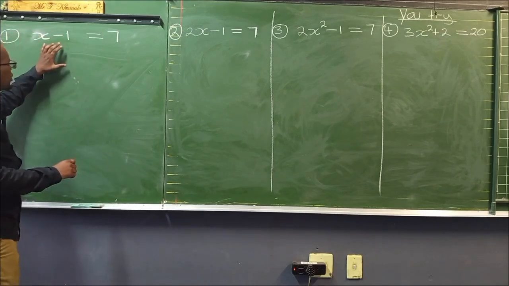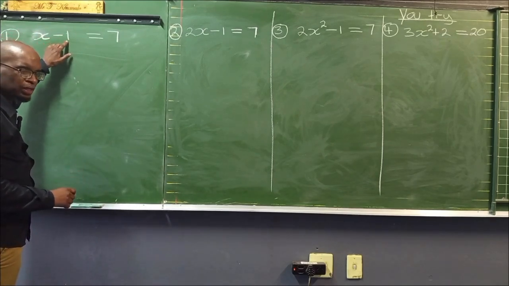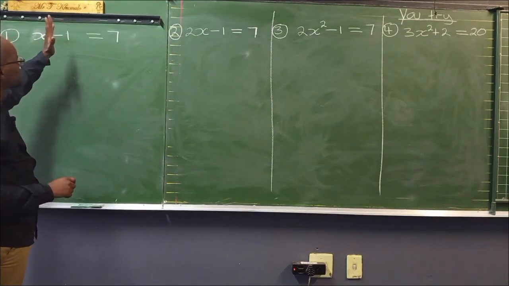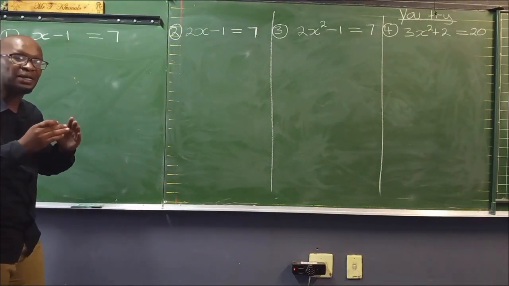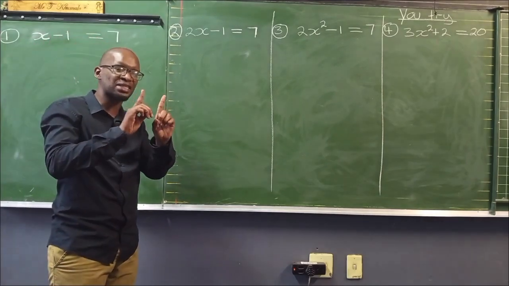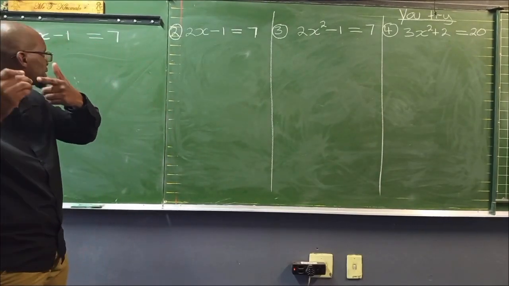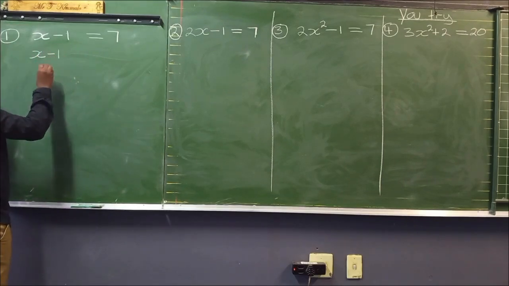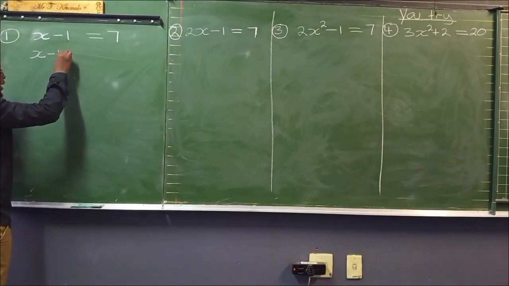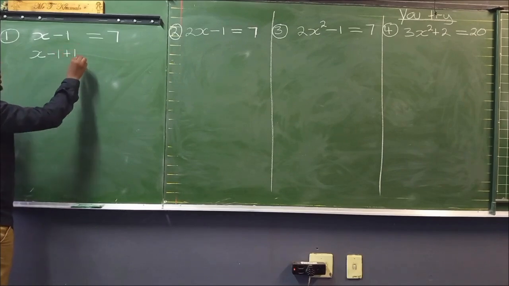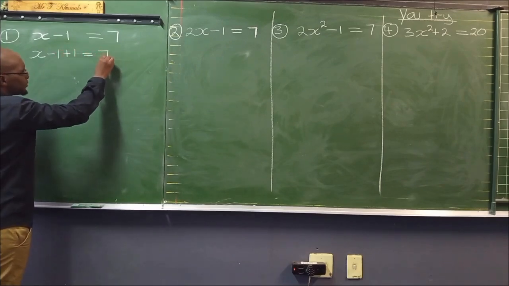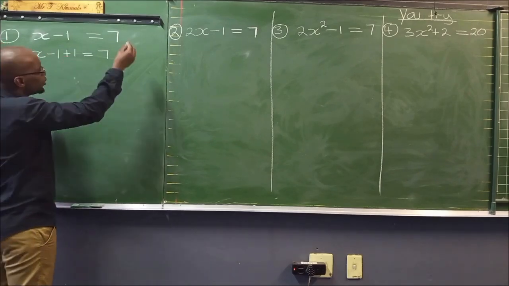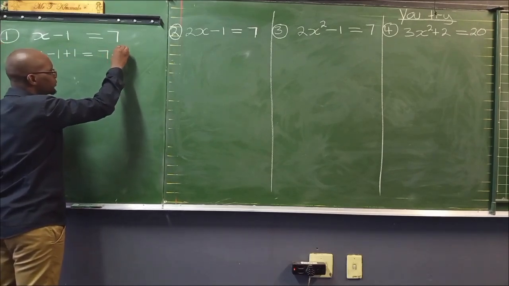Now, when you get rid of this -1, you will have to add a +1. Why? Because -1 plus +1 gives you 0. But remember, what you do on the left hand side, you also have to do on the right hand side. So now, x minus 1, plus 1, is equal to 7. What did I do on the left hand side? I added a +1. So on the right hand side, I add a +1.